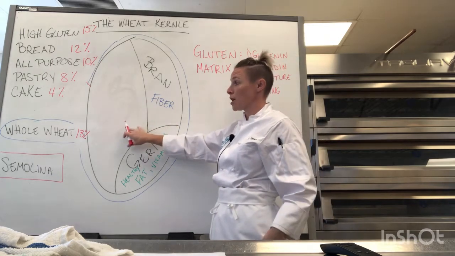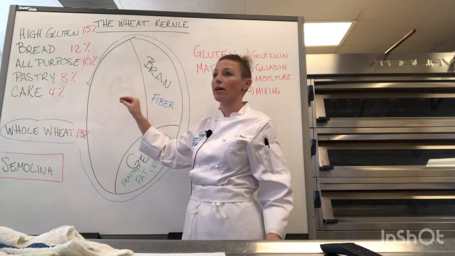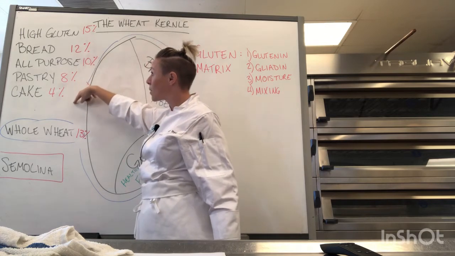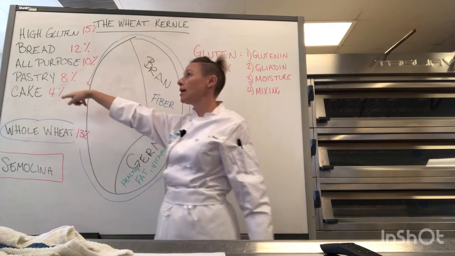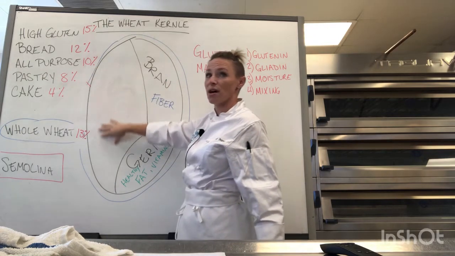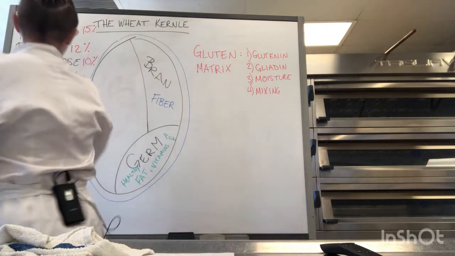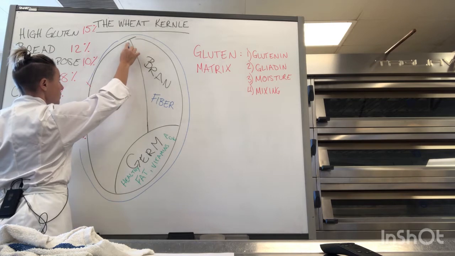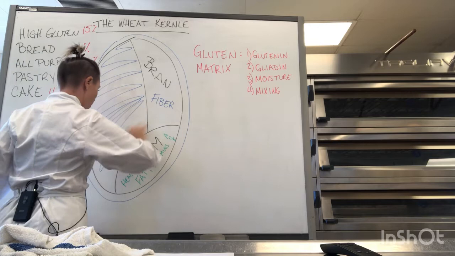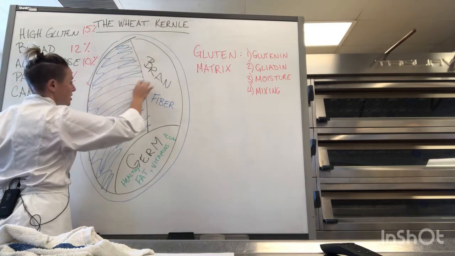And within the endosperm, they can process it to extract only a portion of it to create these different protein contents. So all of these white flours, high gluten, bread, pastry and cake, all come from different portions of the endosperm. So your high gluten flour is the entire endosperm, the whole thing, all the way to the outside, closest to the bran, the whole thing.